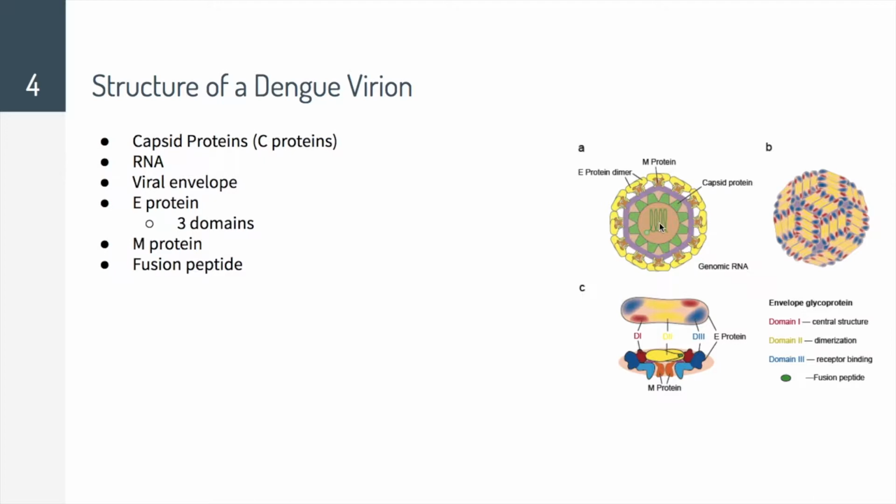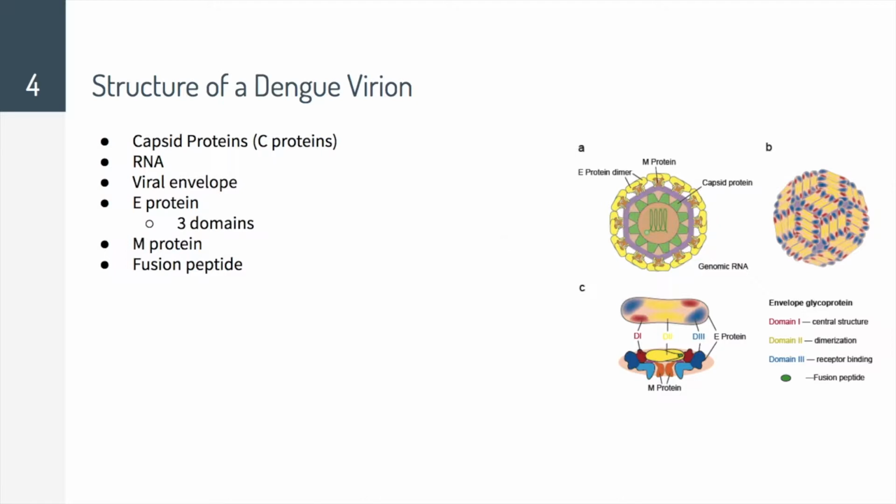This contains all information giving the virion its identity and determining its serotype or genotype, which we'll talk about a little bit more later. The nucleocapsid is then surrounded by a viral envelope, a phospholipid bilayer that is taken from the host upon cell entry. Embedded in the viral envelope are the E and M proteins that are located throughout the envelope. E proteins are then divided further into 3 domains.